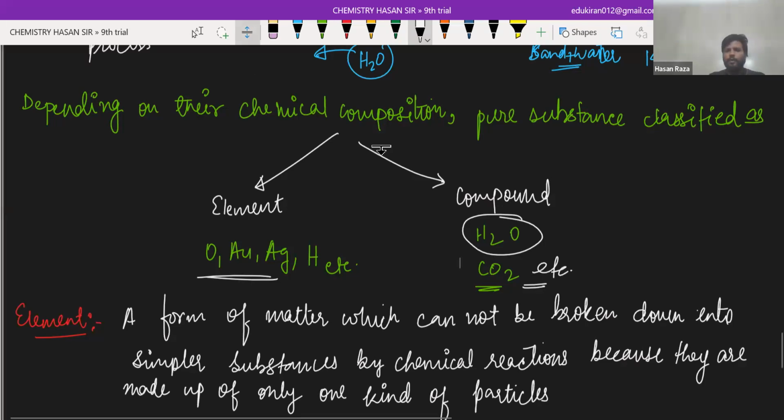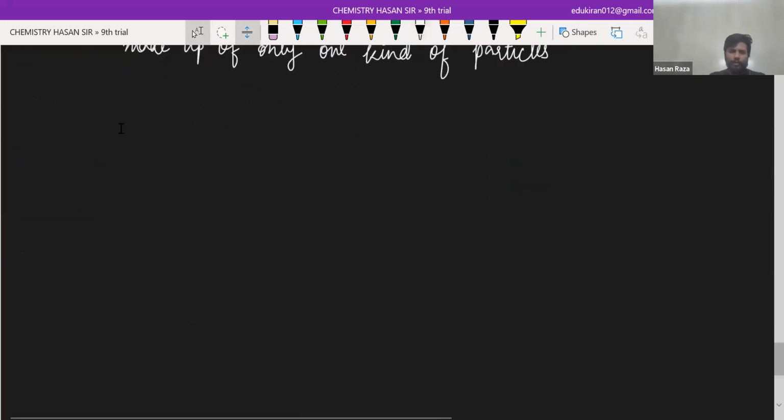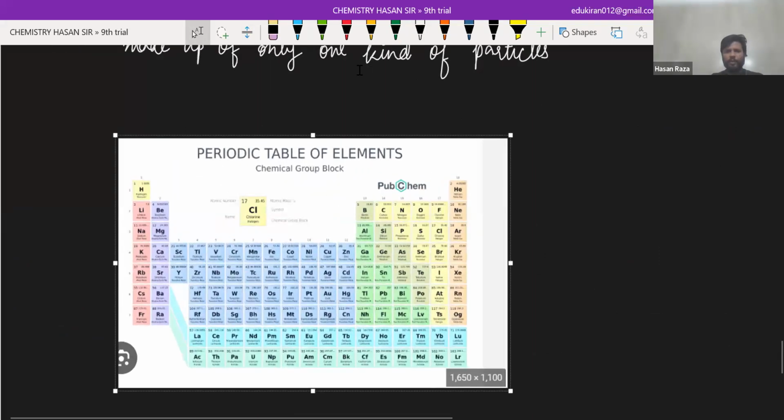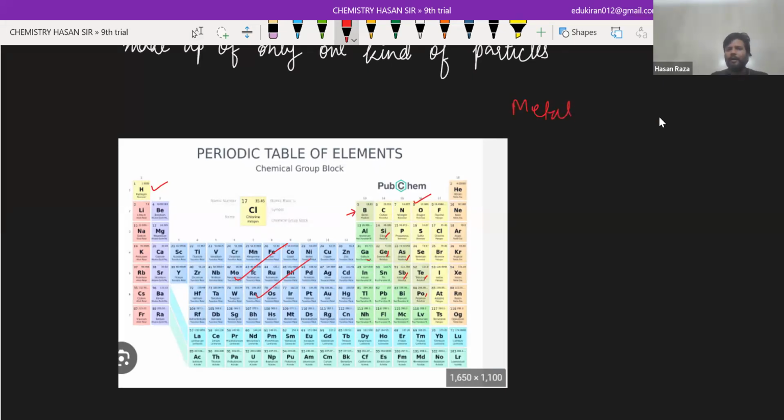So I'm going to show you the periodic table elements. Since we are talking about elements, there are a lot of elements. These all are elements, right? Generally, the yellow ones are non-metals. The light green ones, or whichever color you can see, are your metalloids. Gallium is also a metalloid. These all are metals. So basically, elements are divided into three parts: metals, non-metals, and metalloids.